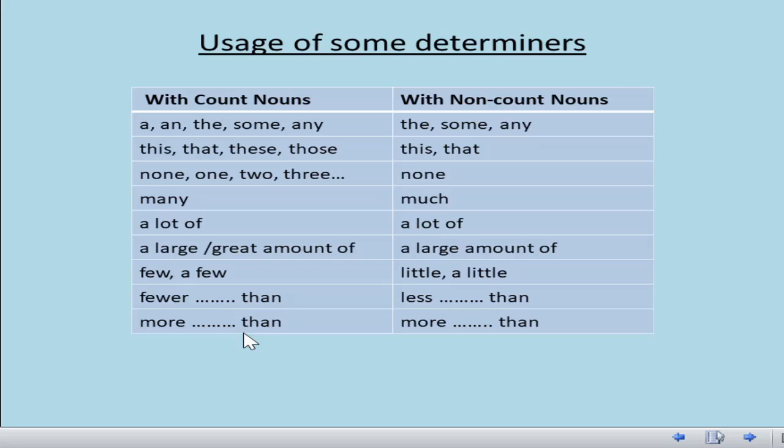It is an important table, so memorize the table properly.